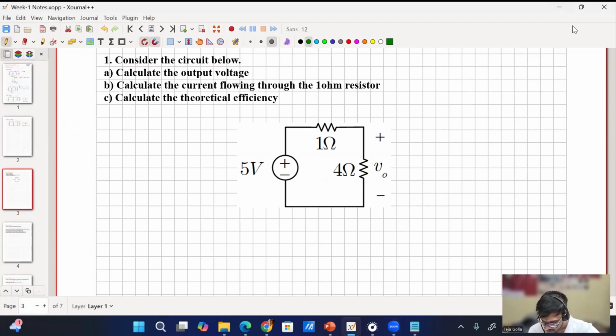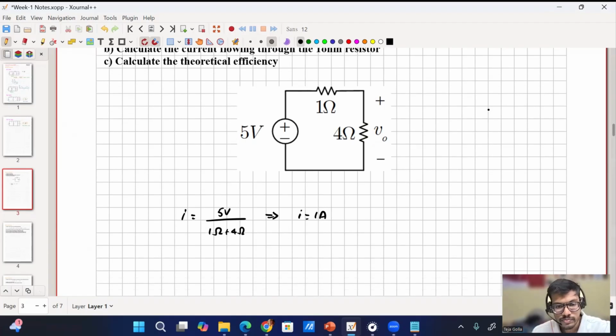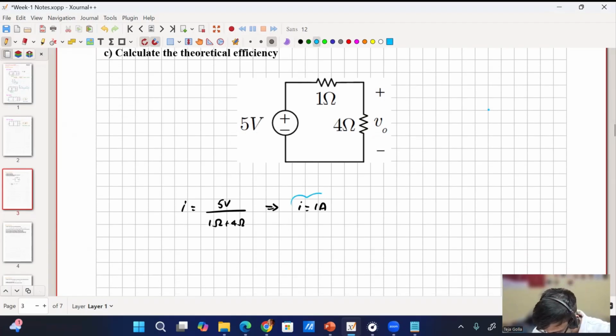Since this is an easy question, I hope you will be able to do it. So let me quickly solve it. First we can calculate the current, which is 5 volts by 1 ohm plus 4 ohm. So this will give me current as 1 ampere. Then I can solve for V naught, which will be 4 ohm times 1 ampere, which means V naught is 4 volts.